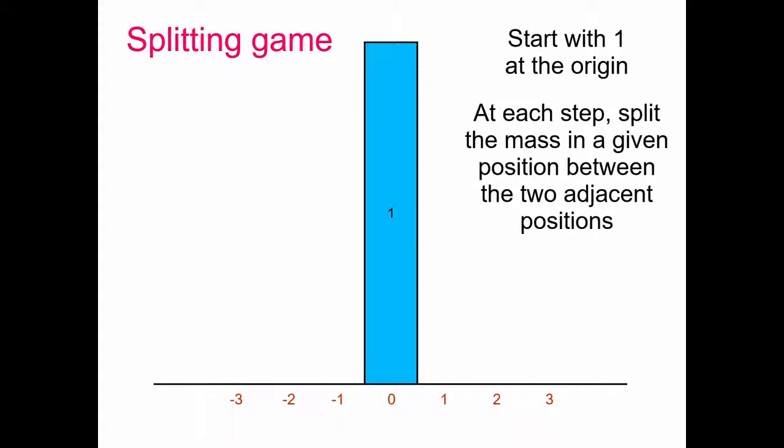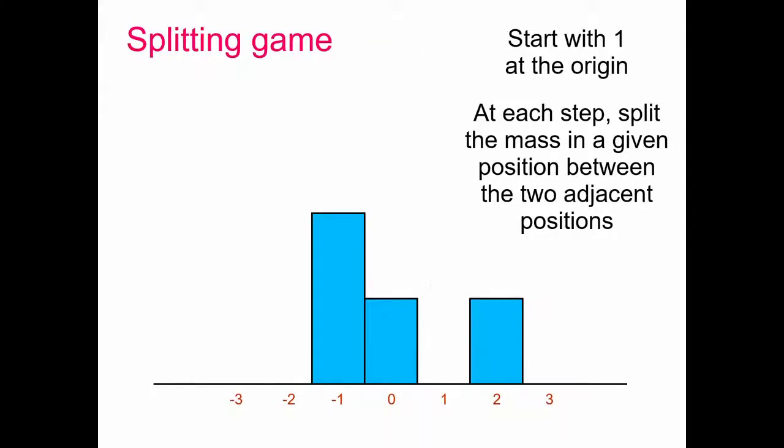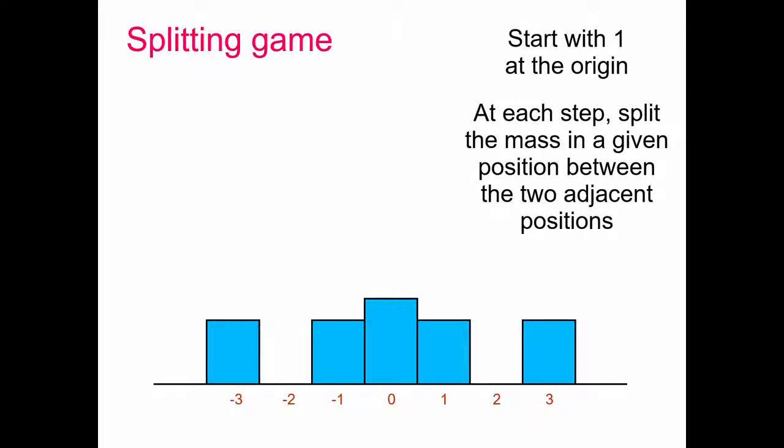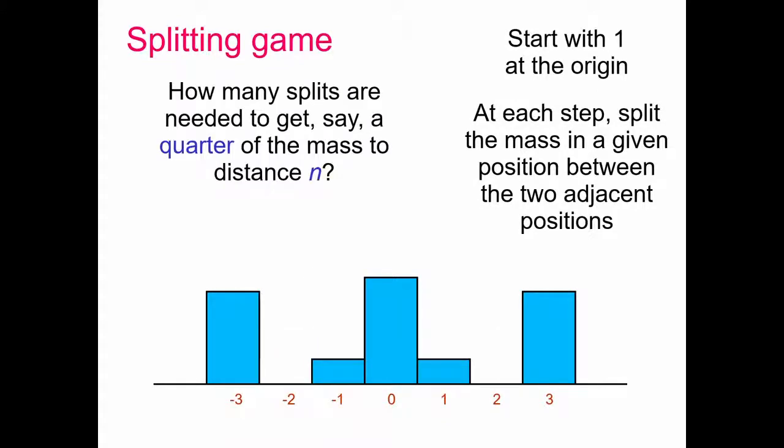You have a unit of mass. Your goal is to get half of it to distance n, and each move you choose a location and you split. So you see now, here 1 is chosen and the mass is split, so half goes to 0, half goes to 2. Now -1 is chosen and the mass is split, and again we get this picture and so on. And so each time you can only choose one location and split the mass there between the neighbors. And the question is, how many such steps are needed to get to distance n?